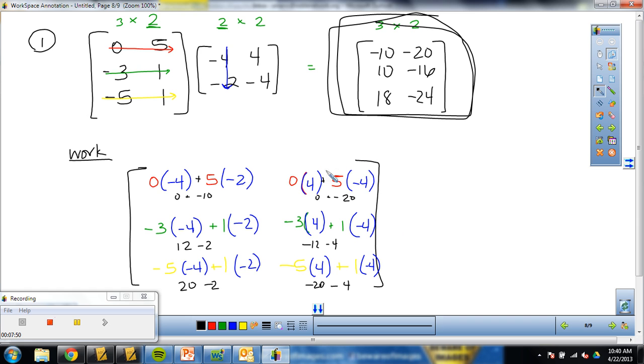So color coding really does help if this is something that you're having a hard time with and you would like to color code. In the beginning, it really does help you check to make sure you're putting the right numbers in the right places. All right, so that is a quick tutorial. We will finish this up in class when you return.